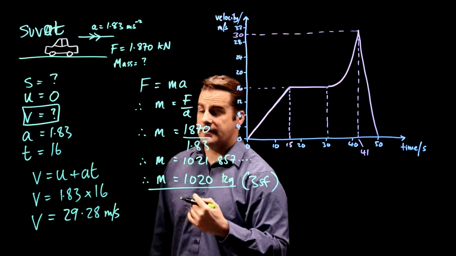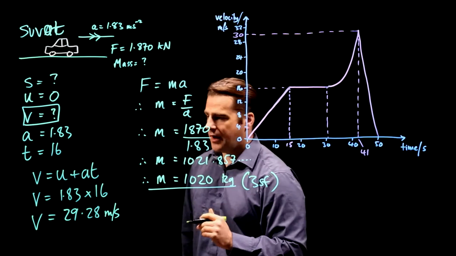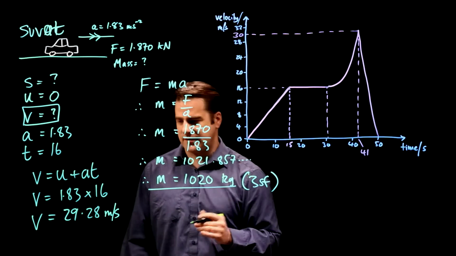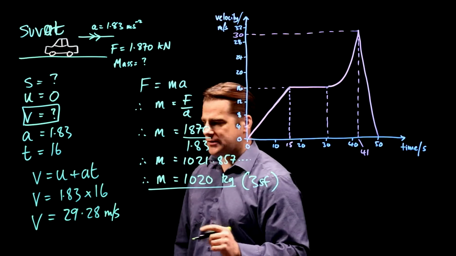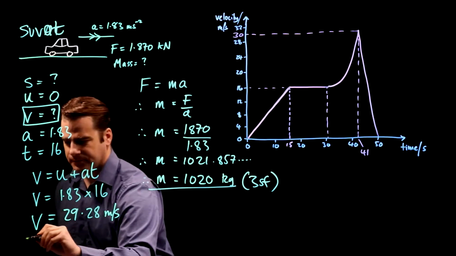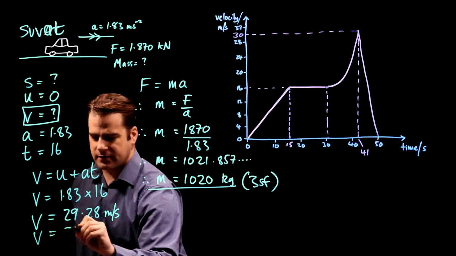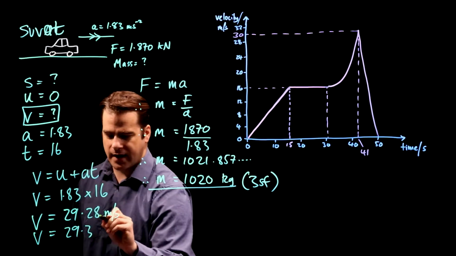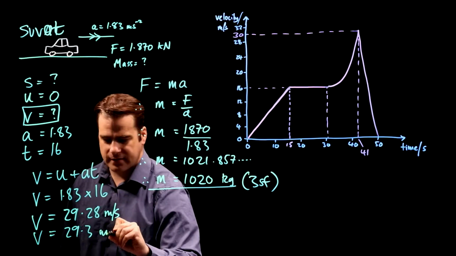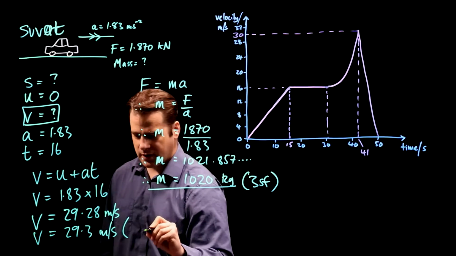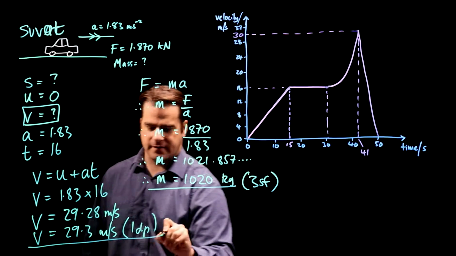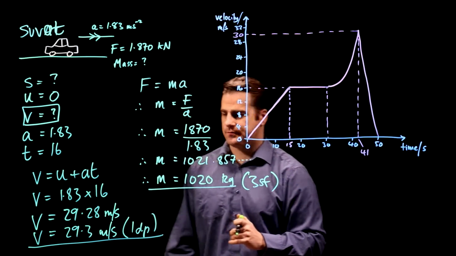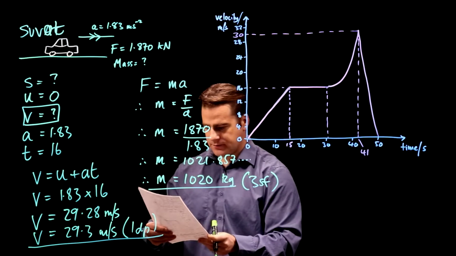Now it doesn't tell you to do it to a certain number of significant figures or decimal places, so it's up to you to be sensible. How about 1 decimal place? That seems sensible. 29, 2 significant figures, that's too much. So we'll say V is 29.3 meters per second, the 8 pushes a 2 up to a 3, to 1 decimal place. Yeah, 1 dp. There we go. That is a sensible choice. Good.